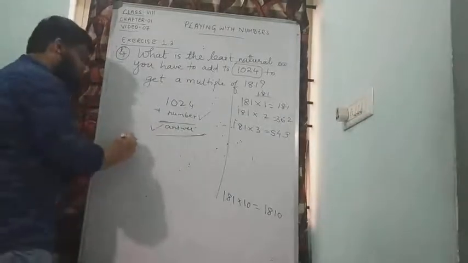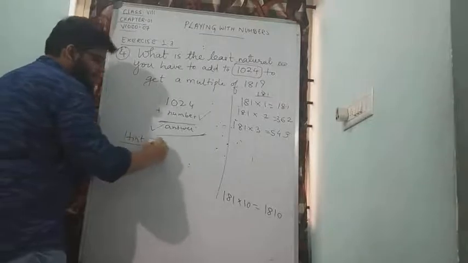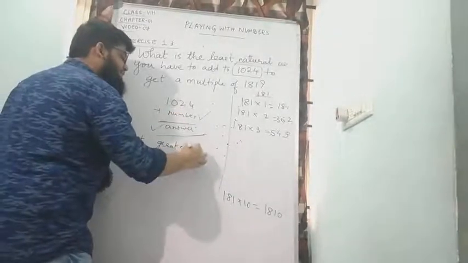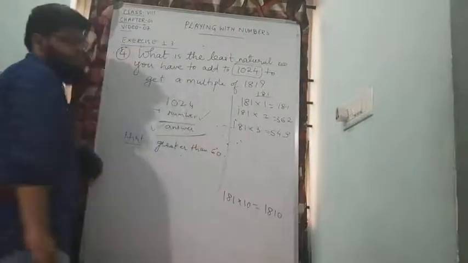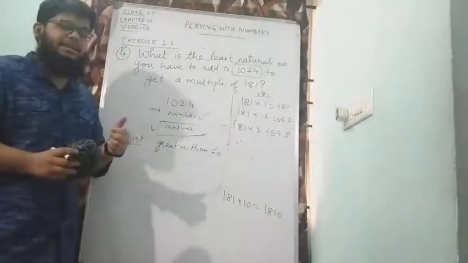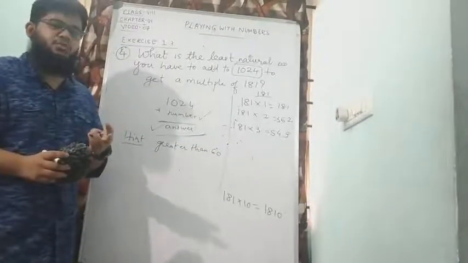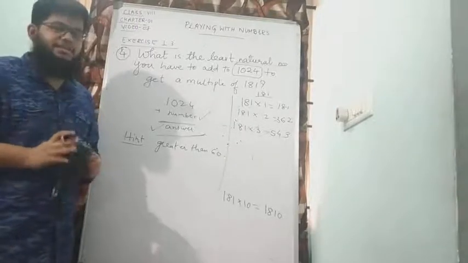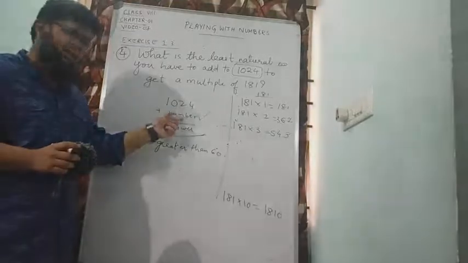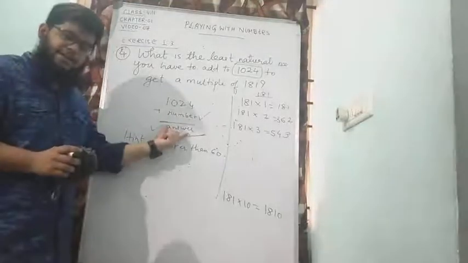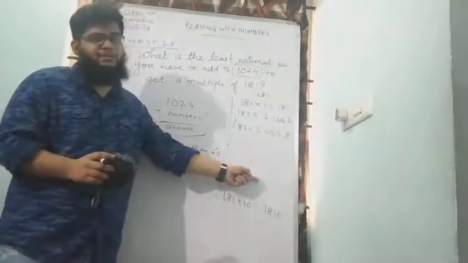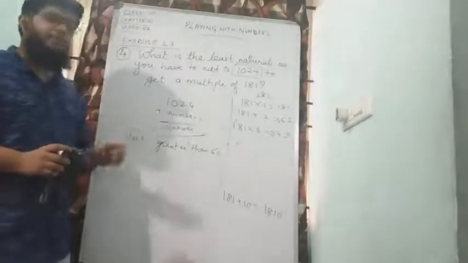I'll give you a small hint. This number that I am telling will be greater than 60, so you can directly start with 60, 61, 62, 63, 64. Try whichever number you want. And it will be lesser than 70. So try different numbers here and see what answer you will get, and that answer should be available in the list of 181 table or multiples of 181, and that number will be your answer.